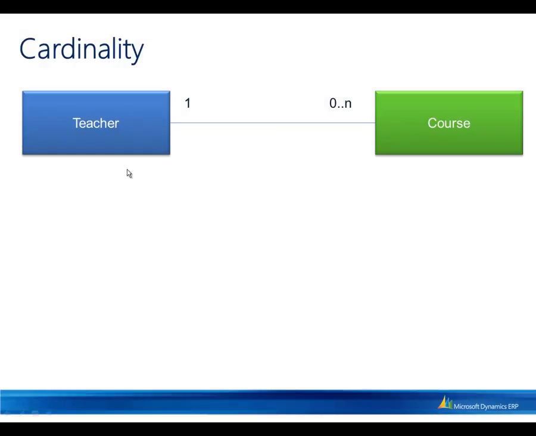In our conceptual model, one teacher can teach many courses. However, a course must have exactly one teacher. The cardinality on the side of the course is defined by the cardinality property in the AOT. The cardinality on the teacher side is defined with related table cardinality property in the AOT.